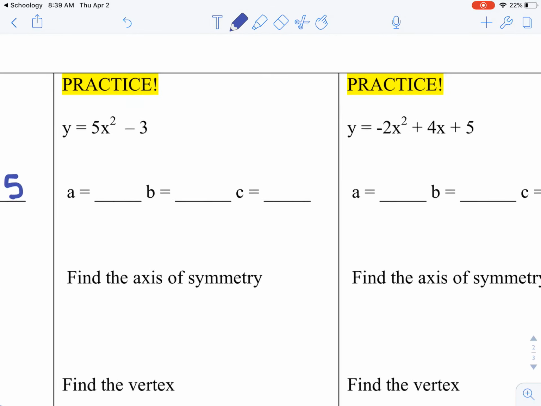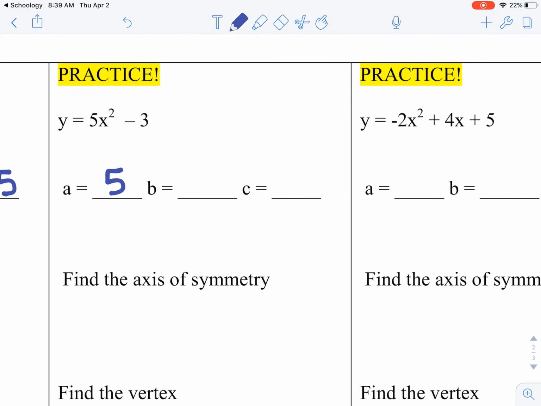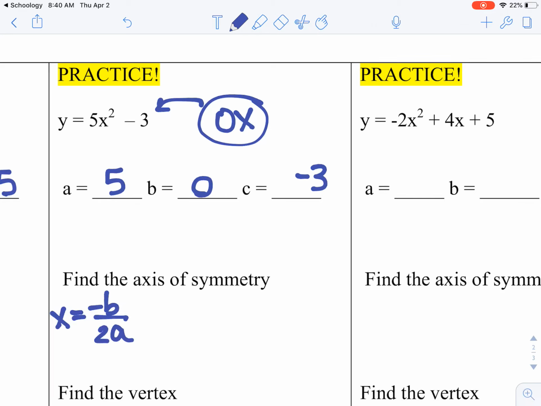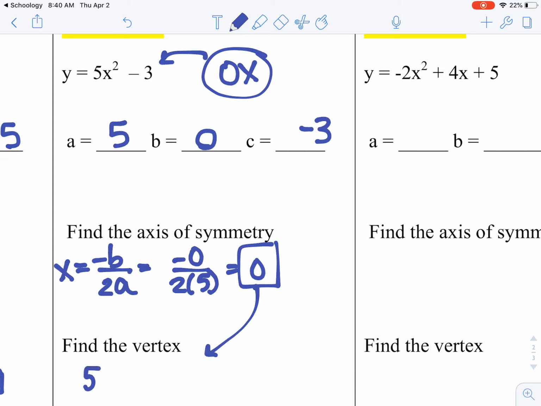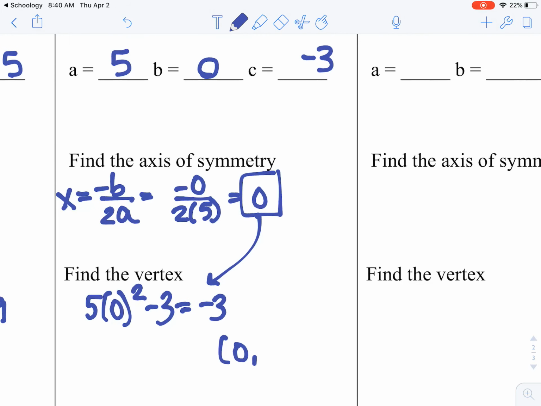All right, next example. This is a good one to go through. So we first want to identify our variables. a is 5, b is 0, and c is negative 3. So b is 0 because, right, I have 0x in my original equation. So we're going to find our axis of symmetry. Negative 0 over 2 times 5, which equals 0. We're going to use that number in our vertex. So our vertex is 0, negative 3.